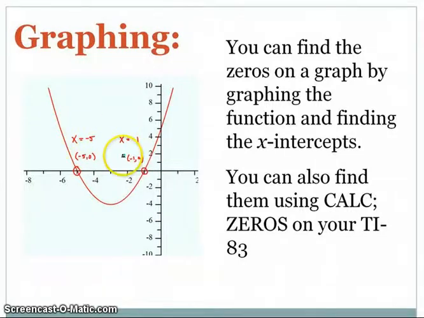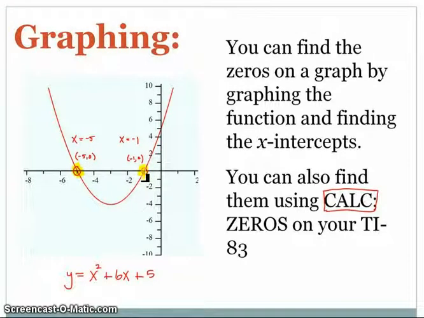You can also find these zeros by plugging in the equation of the quadratic into your calculator. In this case, you could try plugging in y equals x squared plus 6x plus 5. Next, you can go to the Calc button and then select zeros. Doing that will help your calculator identify these two x-intercepts for you. This one and this one.